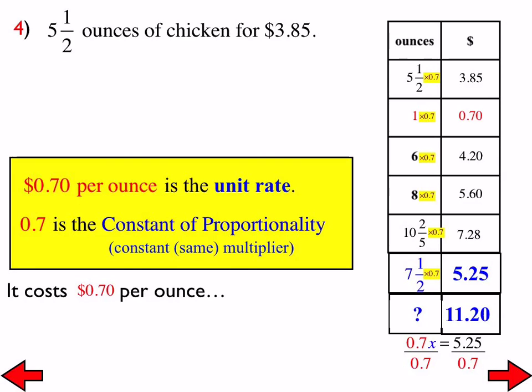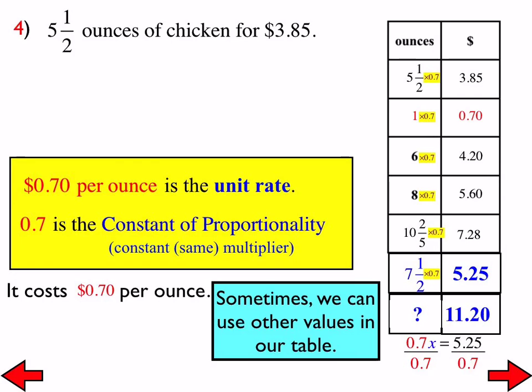All right, so could I get all of you to find how many ounces for $11.20? Lucy, what'd you get? 16. How'd you do that? I did 11.2 divided by 0.7. Okay, and that's right, 16 is right, and that's how you could go about doing it.